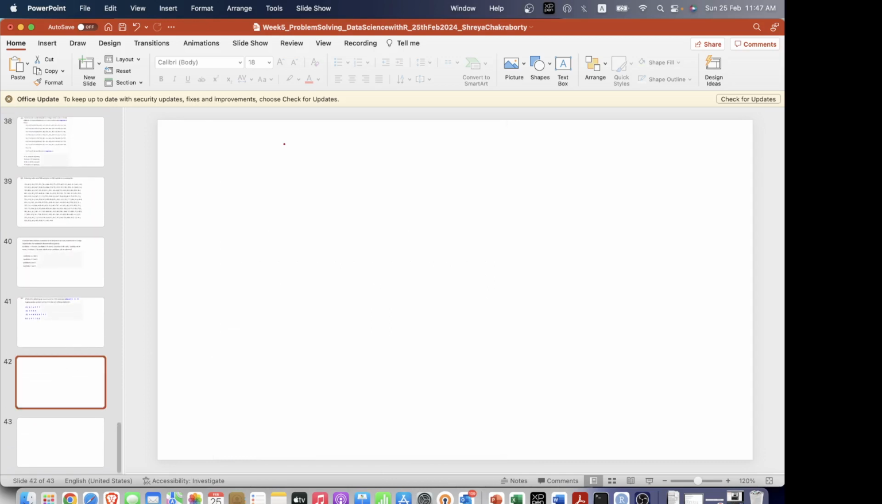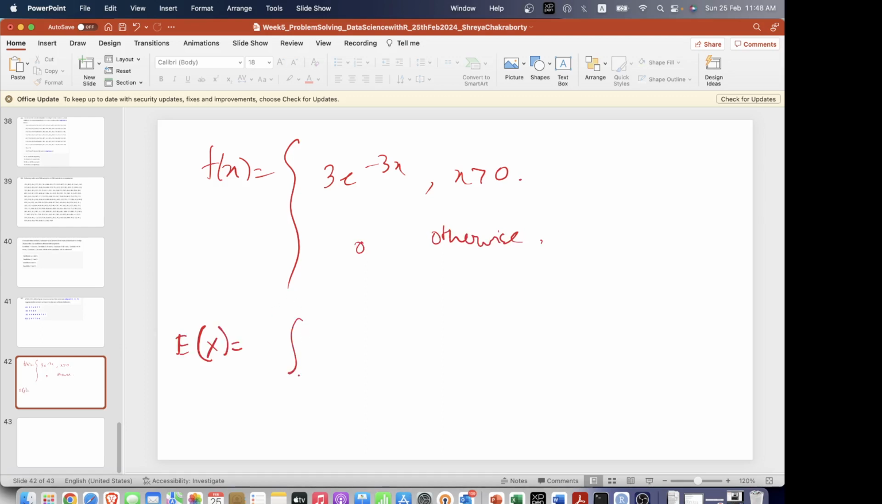So let us take an exponential distribution f(x) equal to 3e to the power minus 3x if x greater than 0, 0 otherwise. So expectation of x would be integral 0 to infinity x into 3e to the power minus 3x dx. So here we have 0 to infinity 3x e to the power minus 3x dx.